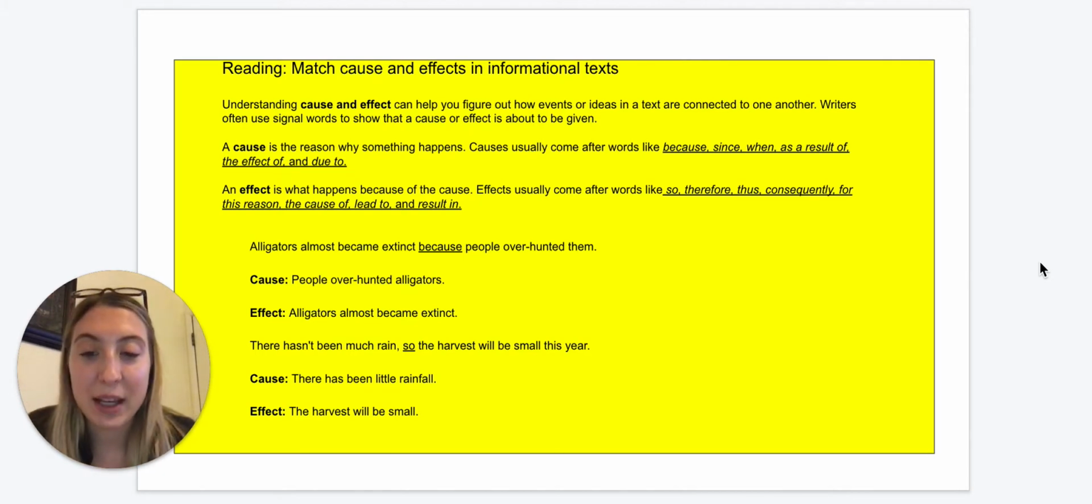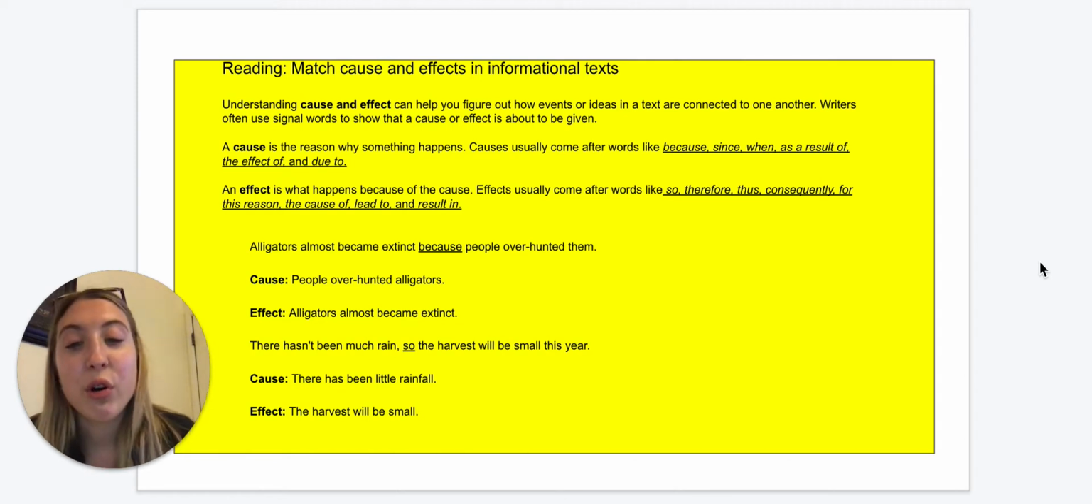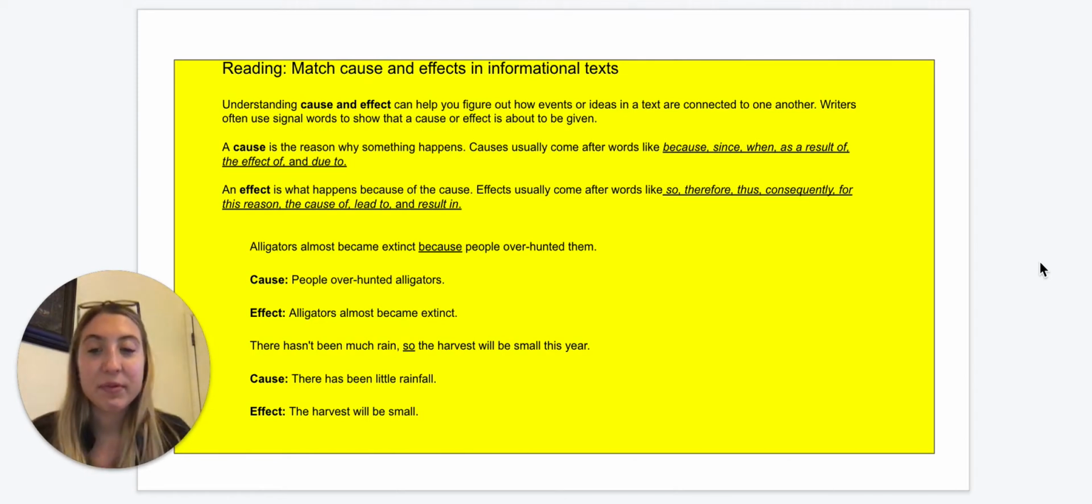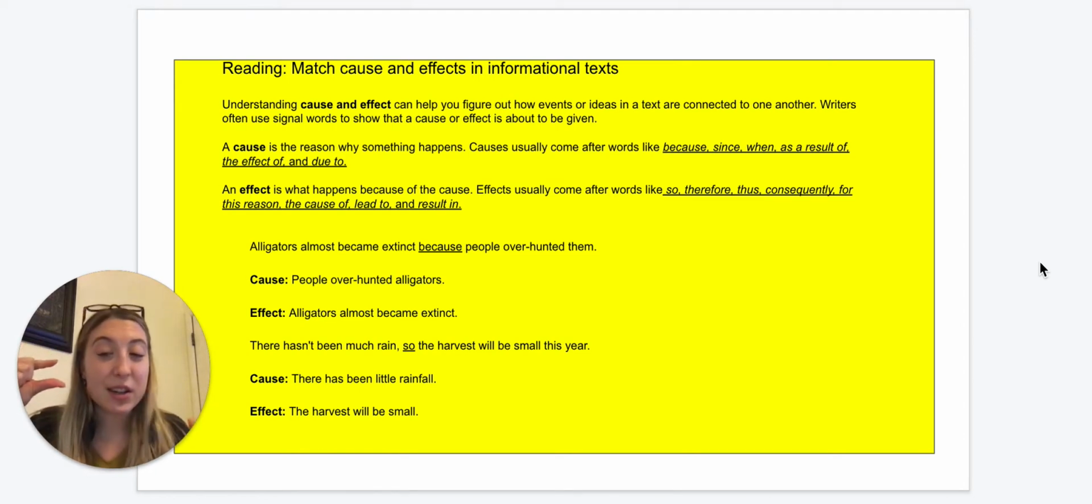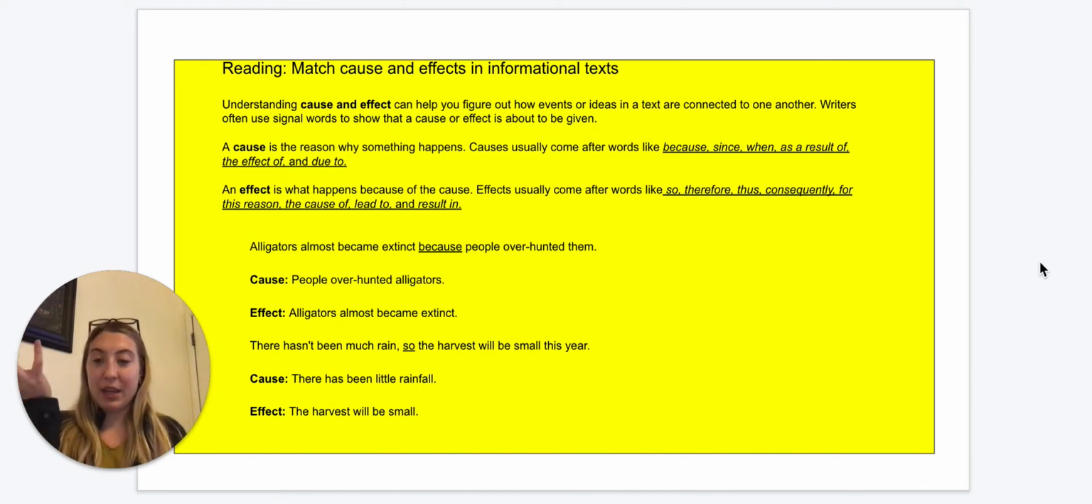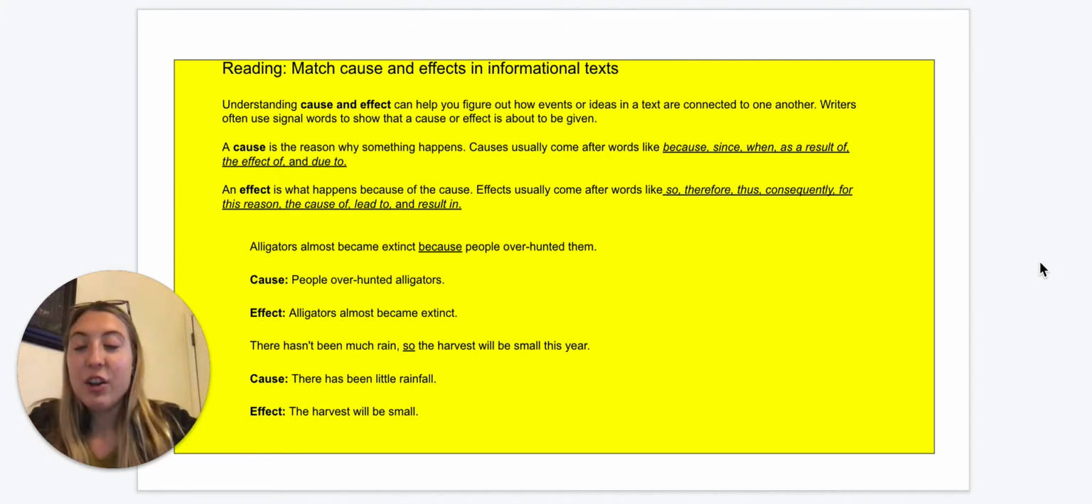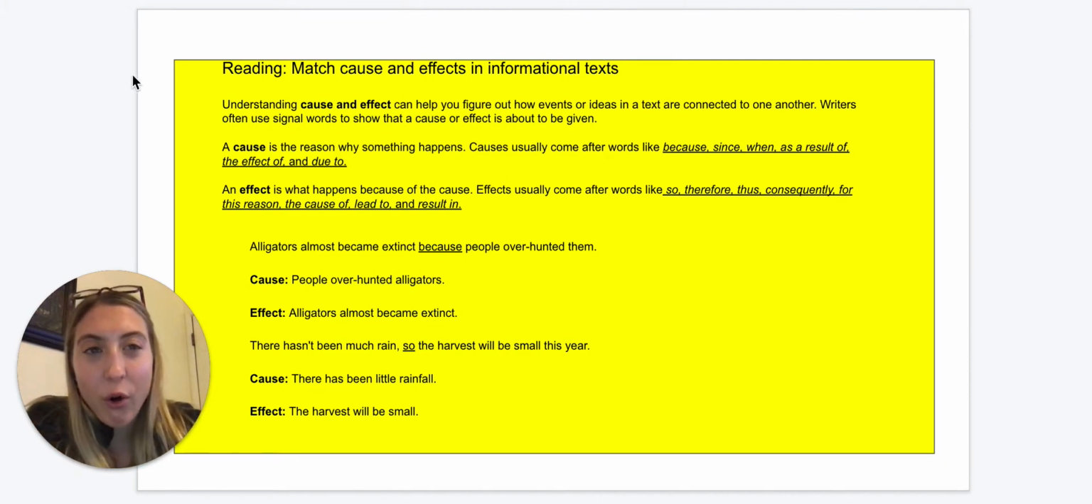So let's go over another one. There hasn't been much rain, so the harvest will be small this year. So what's going on? There's not a lot of rain. It's a little dry. So the cause is there's little rainfall, but the effect is that because there's little rainfall, there's not going to be as much harvest. It's going to be a small harvest. So the cause is why something happens. We have little rain. Because we have little rain, it causes the harvest to be smaller. It has an effect.